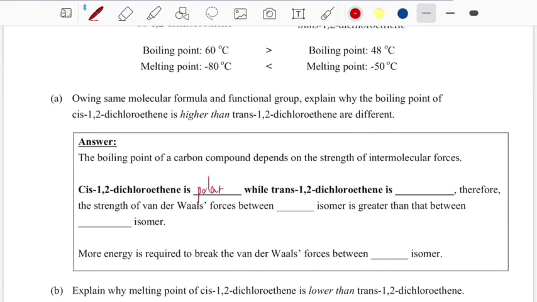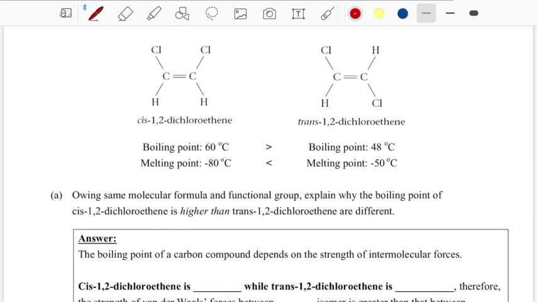Remember the order that we compare the strength of intermolecular forces. The first one: can they form hydrogen bonds or not? For both of the molecules given, they are not able to form hydrogen bonds with the molecule itself. So we skip the first criterion. The second criterion is whether it's polar or not. If we pay attention to this molecule, it has chlorine attached to the same side of the molecule, so it should have a dipole moment pointing upwards.